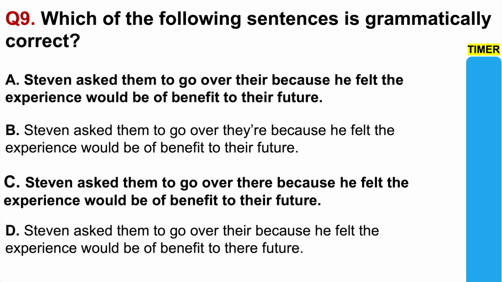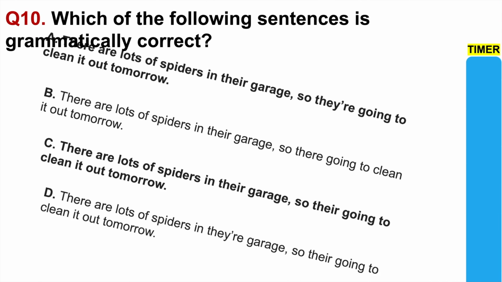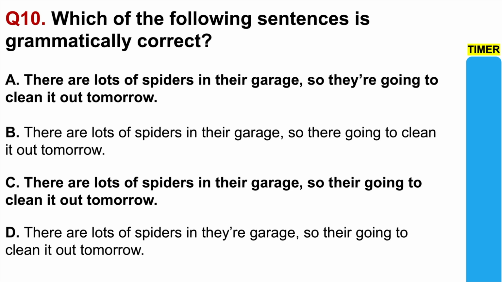Here is your timer. Brilliant. Again, question 10. Which of the following sentences is grammatically correct? And it reads, there are lots of spiders in their garage, so they're going to clean it out tomorrow. Only one of them is correct. A, B, C or D. Put your answer in the comment section below the video. Here is your timer.